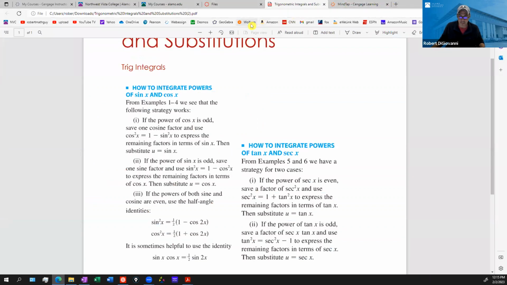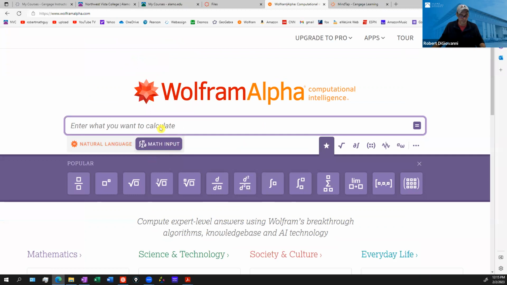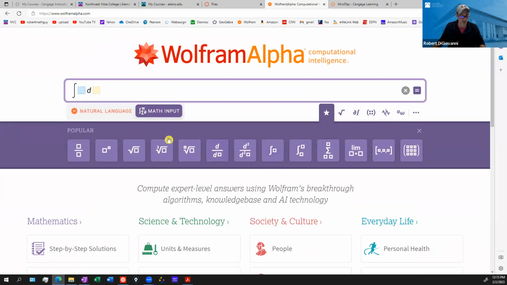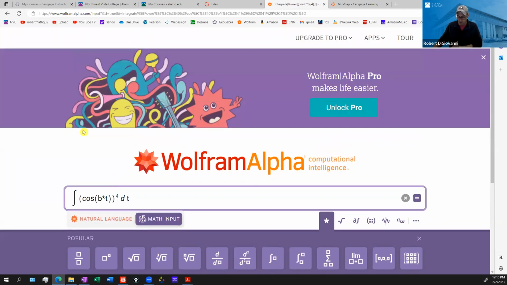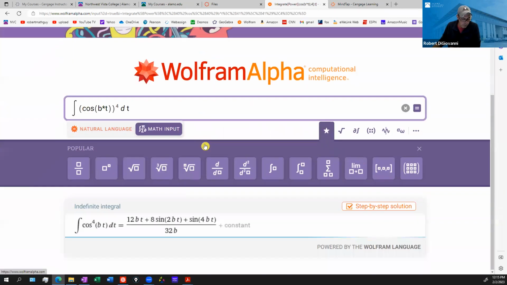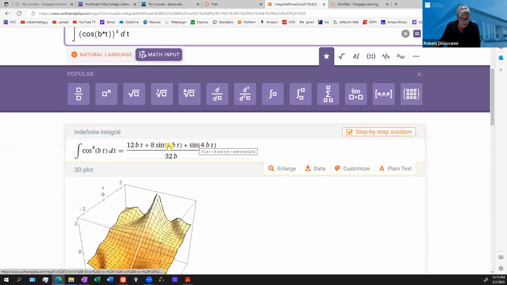I'm going to go to Wolfram Alpha, and I'm going to ask Wolfram to do this for me. So let's see. I'm going to do cosine, and I'm just going to put b times t, and then integrate this with respect to t. Oh, wait, I forgot the 4th power. Duh. Hold on. I need all of this to the 4th power. And there's their answer right there, which is our answer, right?